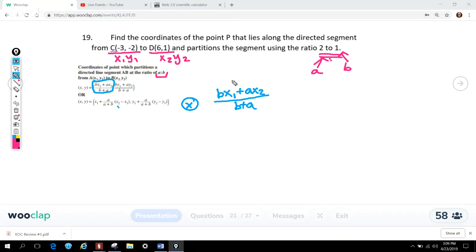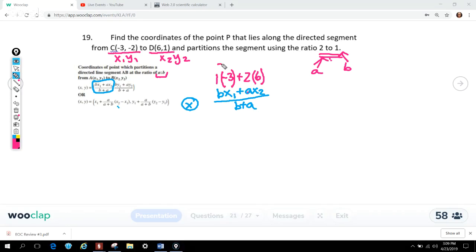Now, all you're going to do is just plug the numbers in. Well, what's my b? This is how I do it. My b is 1, so I put a 1 on top. What's my x1? Here's x1. My x1 is -3, so I put a -3 here. Plus, my a is 2, and my x2 is 6.